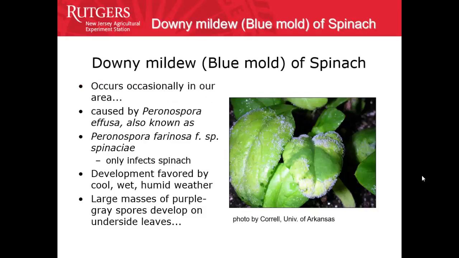Downy mildew with spinach. Again, we grow a lot of spinach in New Jersey. Rarely see this. It's caused by Peronospora. This one only infects spinach. It likes cool, wet weather. Again, this one will produce a large purple mass of spores on infected leaves.